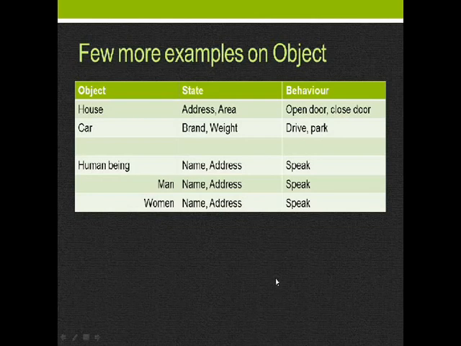Now let us consider a class human being. We may refer object here. Object human being has state like name, address, and behavior is speak, respond intelligently, can learn, etc. And there are two kinds of objects, which are man and woman. And state and behavior are the same as human being.